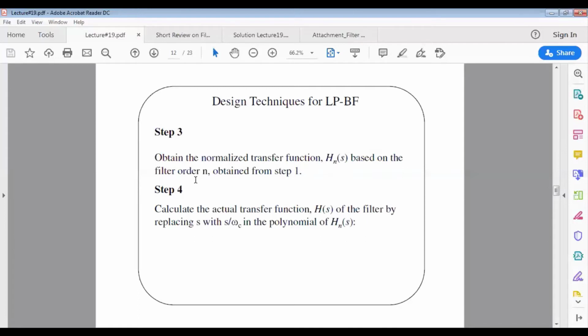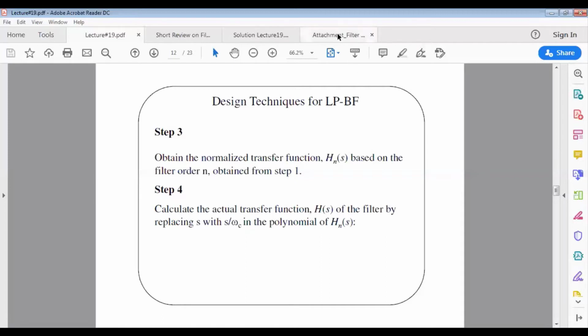And once you obtain the normalized transfer function, we proceed with step 4, in which we calculate the actual transfer function H(s) of the filter by replacing s with s over omega C in the polynomial of H_N(s). Because we are dealing with the low pass filter, the s terms in your normalized transfer function shall be substituted by s over omega C, in which omega C is the cutoff frequency that we chose from step 2 just now.